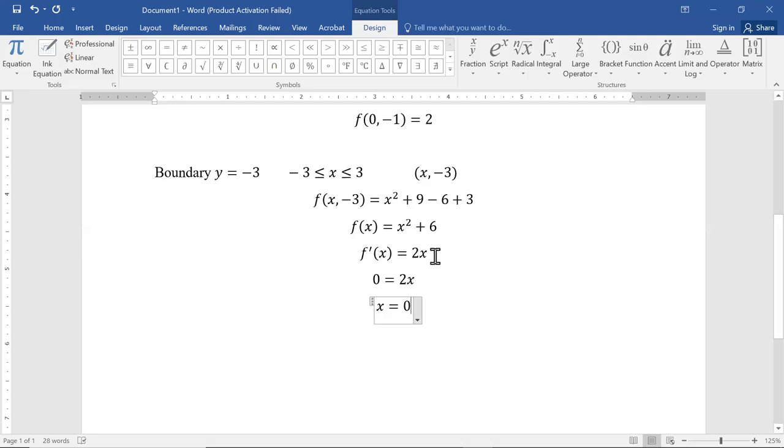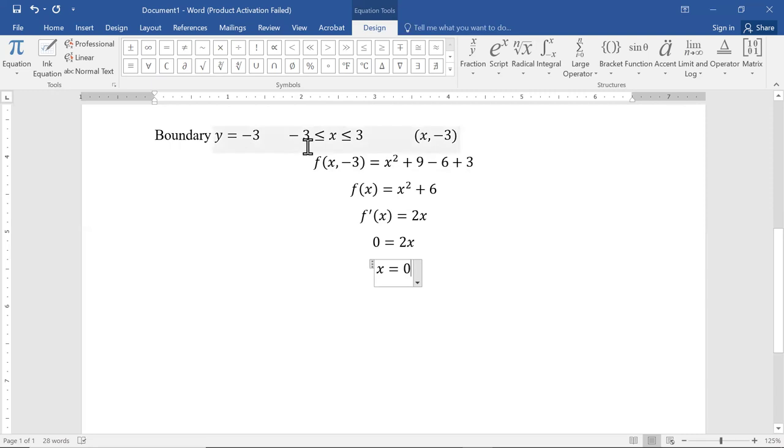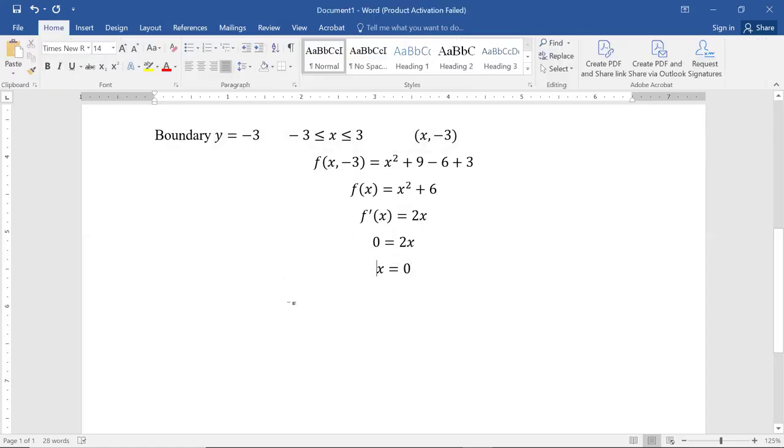x equals 0. Now, what this tells me is that I have 3 points to plug in. One of them is the point where x is at -3 and y is at -3. Another is the point where x is at 3 and y is at -3. And another is when x is at 0 and y is at -3. So I'm going to check all of those values.